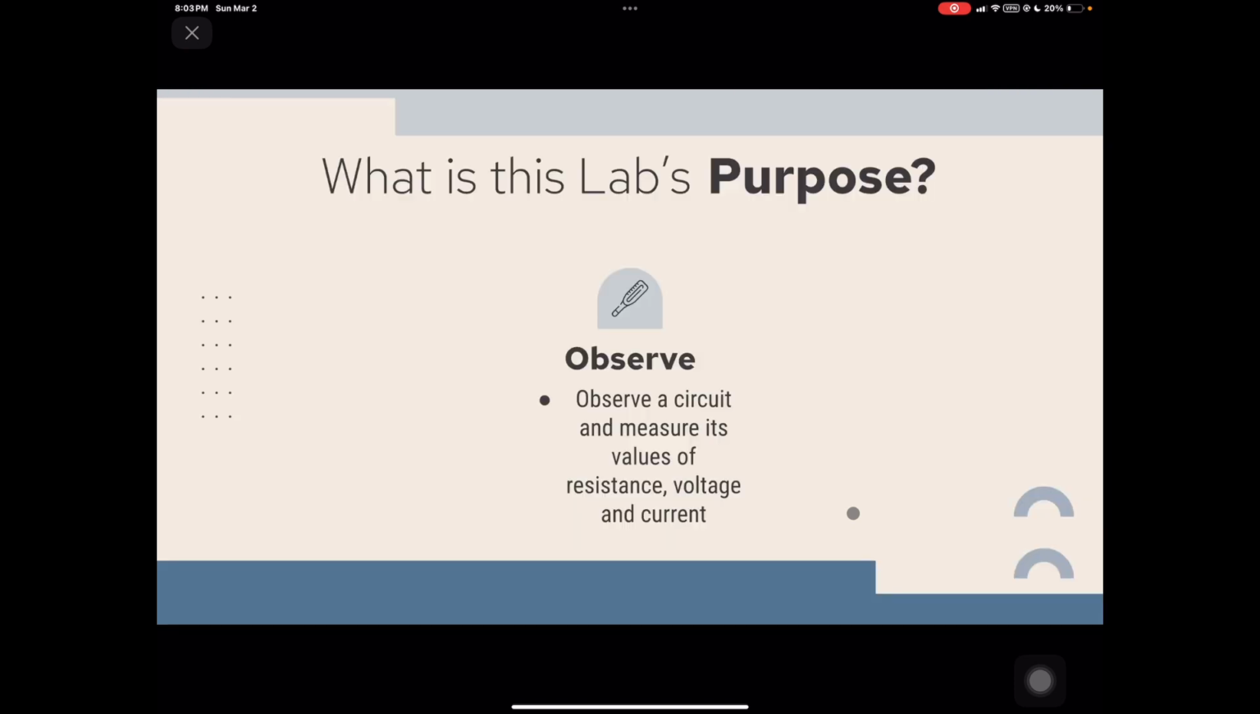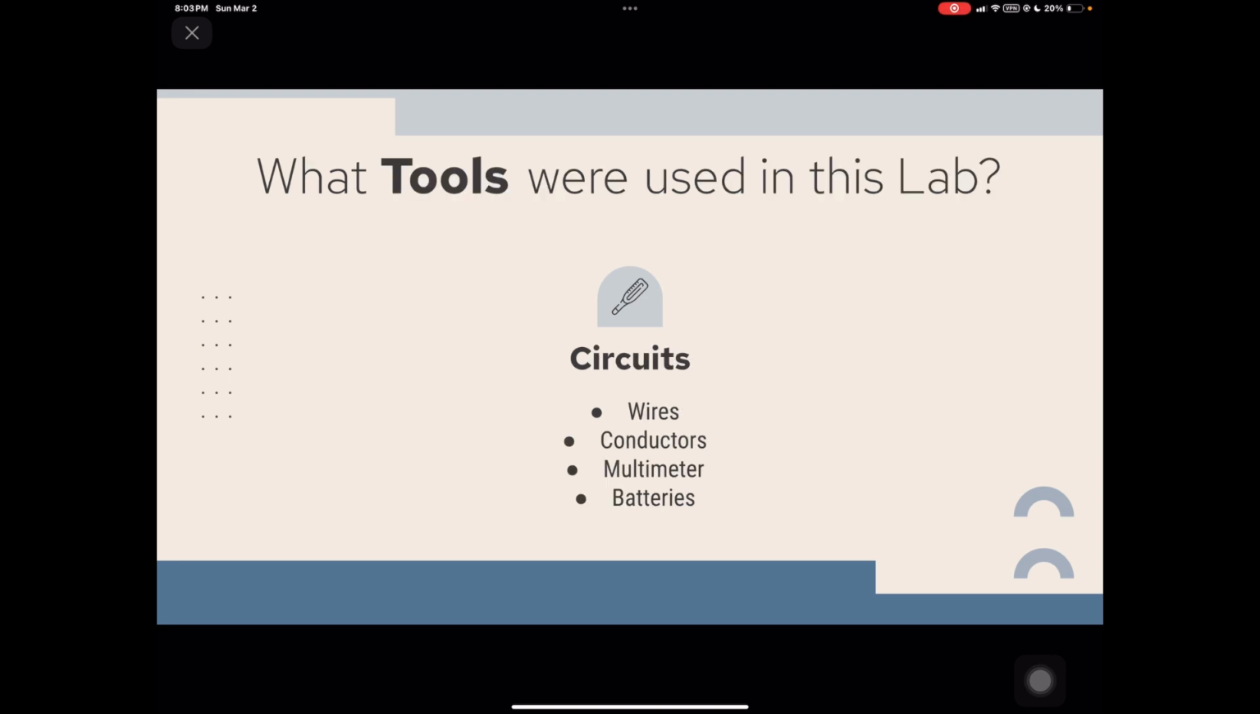So, what was this lab's purpose? Well, we wanted to observe a circuit and measure its values of resistance, voltage, and current. The tools we used to do this: we created 2 circuits. They were composed of wires, conductors, a multimeter, and batteries.